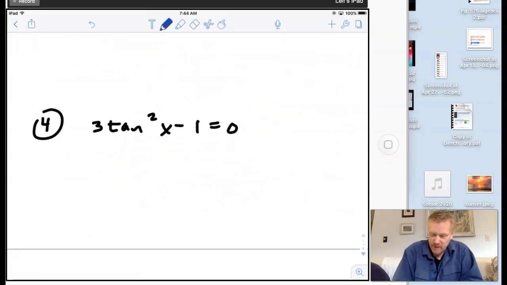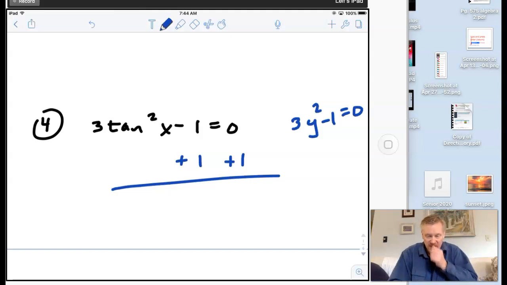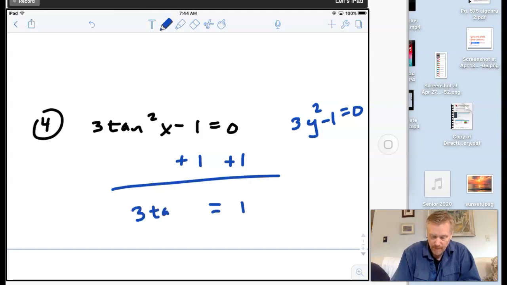Number 4. I got a square root in there. That's going to change things slightly at the end, you'll see. So I start the same way. This is really the same as 3y minus 1 equals 0. If you solve that, you get y squared alone, or tangent squared alone, same idea, okay? Just in case anybody's stuck on how you actually start solving that.